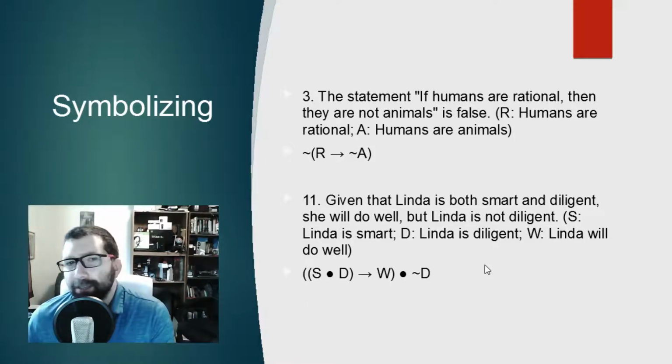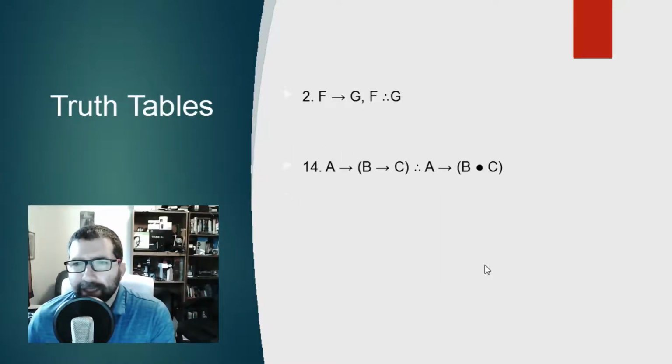Okay, let's try some truth tables. Now, we don't have to worry about symbolizing for these. We've just got some truth tables. I picked out 2 of them just to demonstrate how these are done. We'll do each one of them independently. The first one is really simple. If F then G, and F, therefore G. So here's how we would do it.